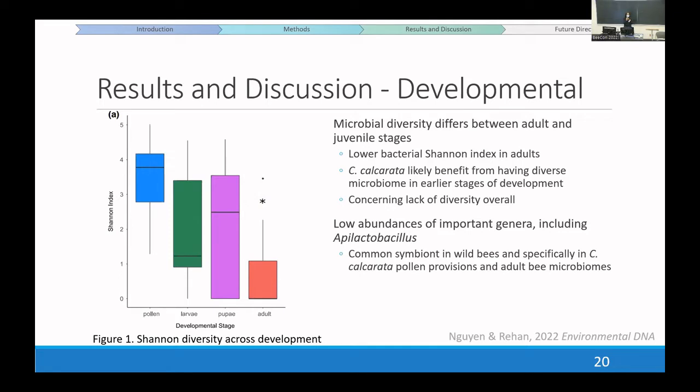However, overall, there is still a concerning lack of diversity, where sometimes samples would only have 1 to 2 bacterial or fungal genera present. And this causes low abundances of certain important genera, such as Apilactobacillus, formerly Lactobacillus, which we know is a common symbiont in wild bees, and particularly in Ceratina calcarata, having seen that in previous studies and in different locations as well.